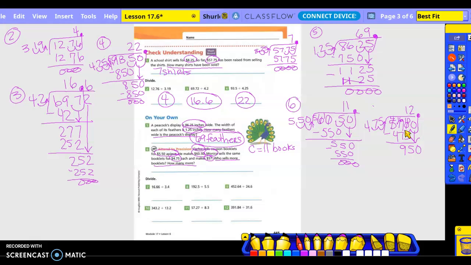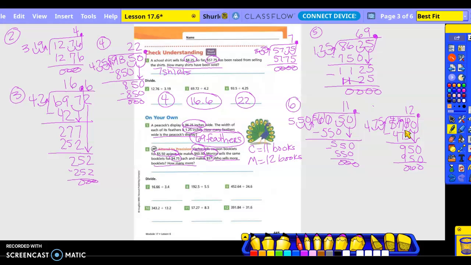So, let's see, 2 times 5 is 10, carry the 1. 2 times 7 is 14, plus 1 is 15, carry the 1. 2 times 4 is 8, plus 1 is 9. So nothing left over. So Monica has 12 books.